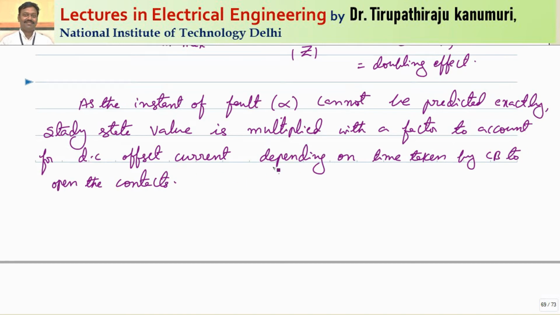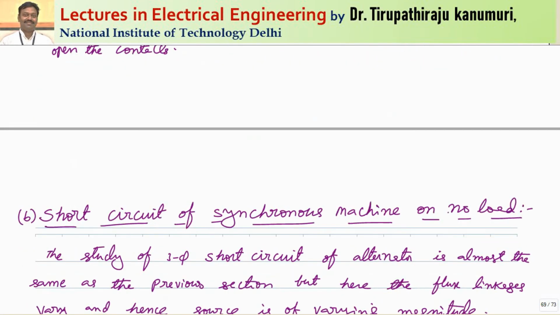to account for the DC offset current, because whenever the fault happens, the circuit breaker will not open your circuit immediately. It will take some time. Within that time the DC component will decay. So depending on how much time your circuit breaker is taking, accordingly we multiply with the multiplication factor to account for the DC offset current to the steady state value of the current.